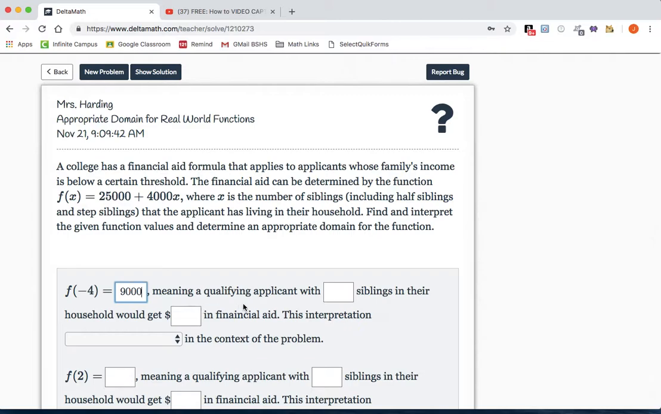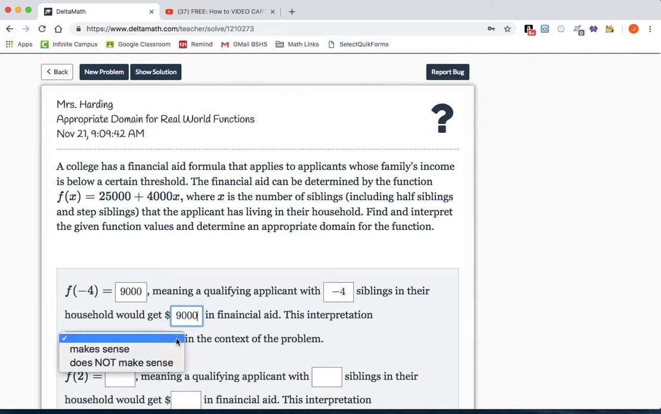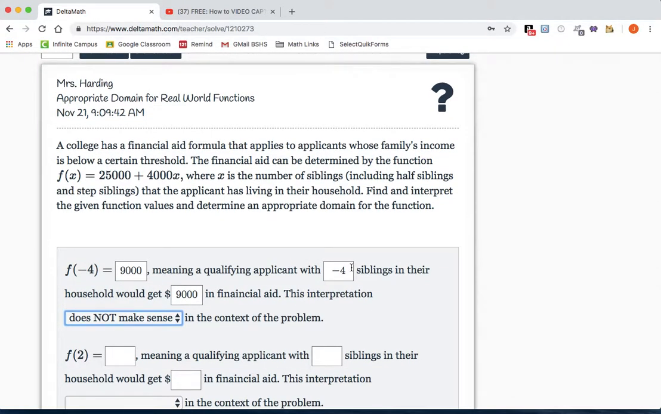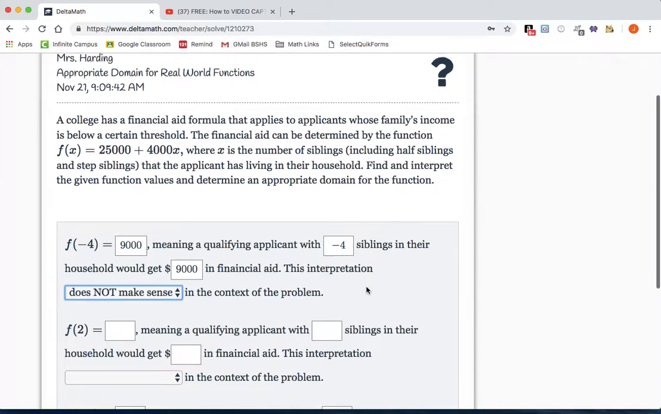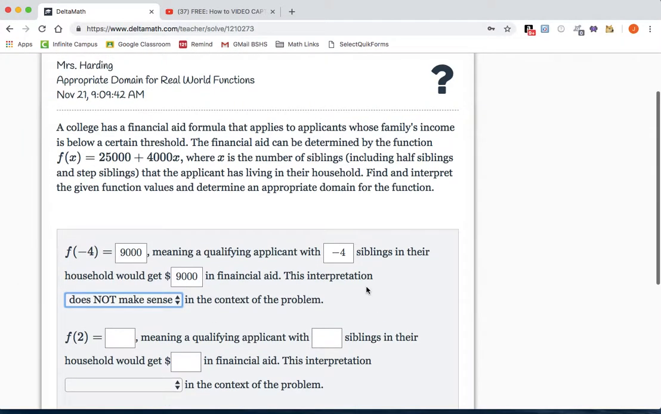Okay, so f of negative 4 equals 9,000, meaning the qualified applicant with negative 4 siblings in their household would get $9,000 in financial aid. This interpretation does not make sense. Why does it not make sense? Because you can't have a negative number of siblings. So that's going to be important to know when we go answer the appropriate domain part.